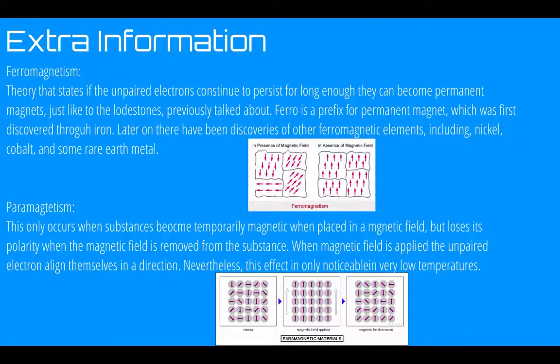Also, paramagnetism occurs when a material becomes magnetic temporarily when placed in a magnetic field and reverts to its non-magnetic state as soon as the external field is removed, clearly described in the diagram. When a magnetic field is applied, some of the unpaired electrons spin, aligning themselves with the field and overwhelm the opposite force produced. However, the effect is only noticeable at very low temperatures.